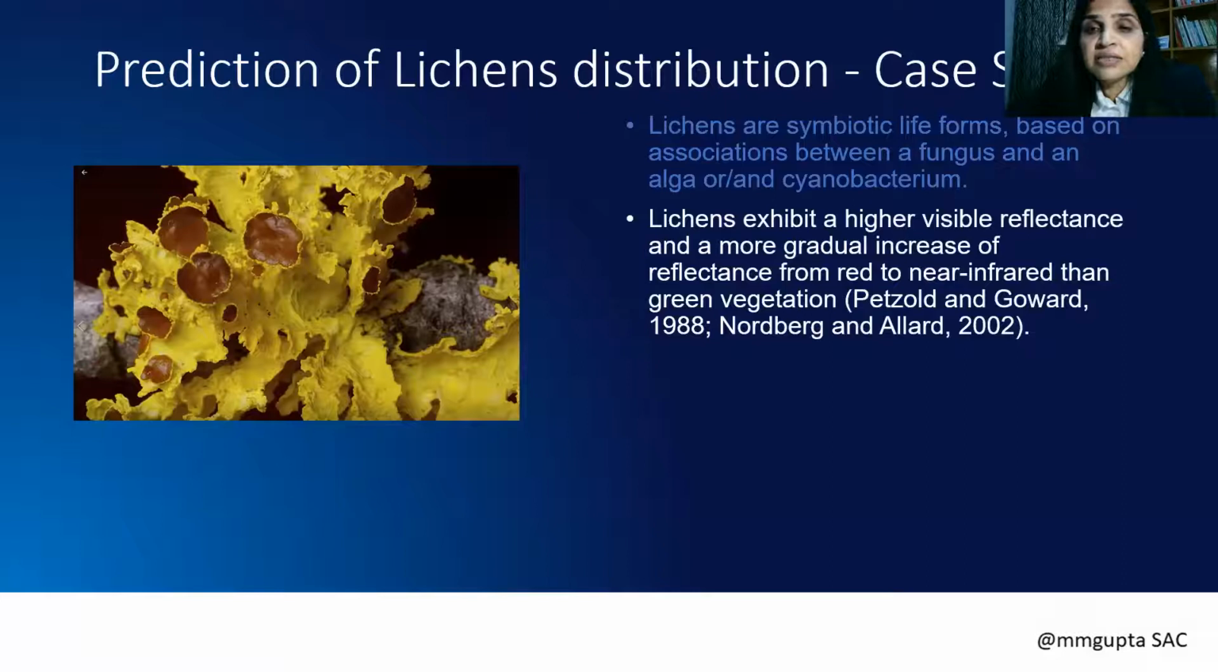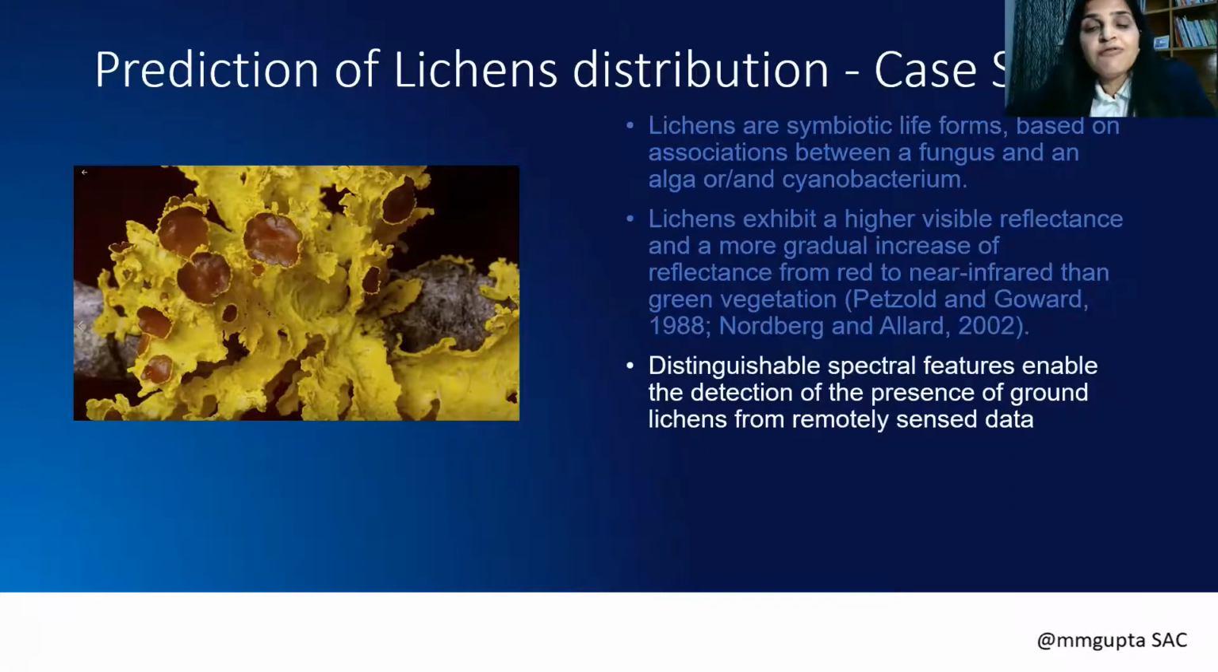Lichen is a symbiotic association between fungi and algae. Lichen exhibit a higher range of visible reflectance and a more gradual increase in reflectance from red to near infrared than green vegetation. That is how in remote sensing images, we could distinguish lichens from the other green vegetation or maybe the ground area.